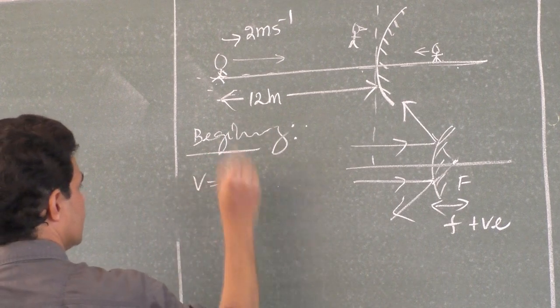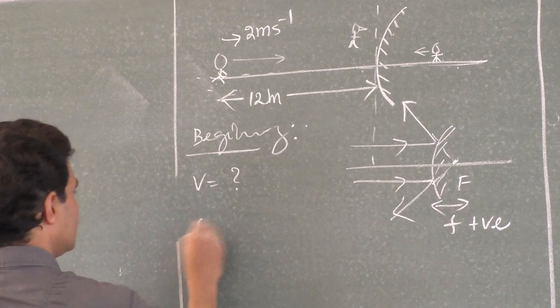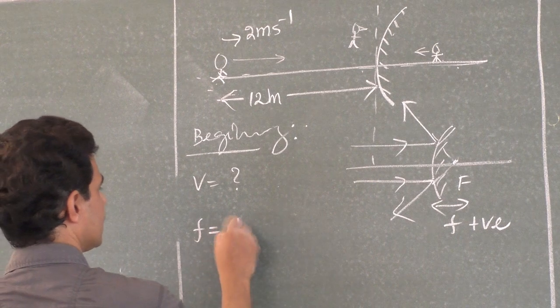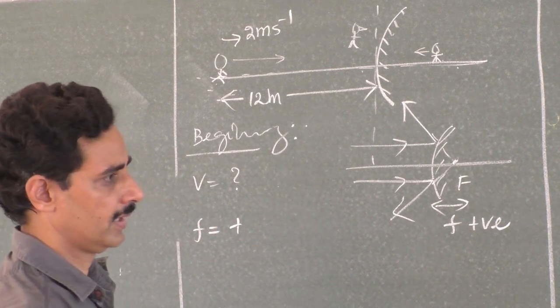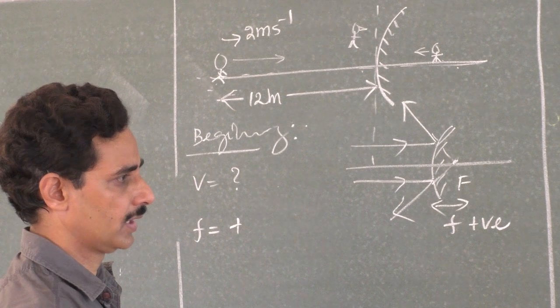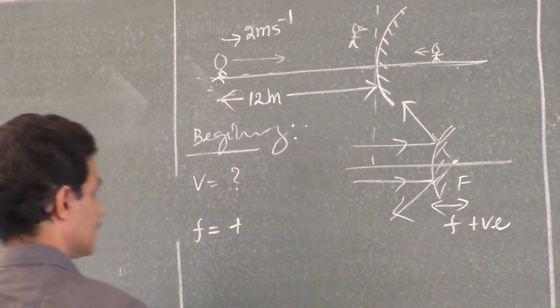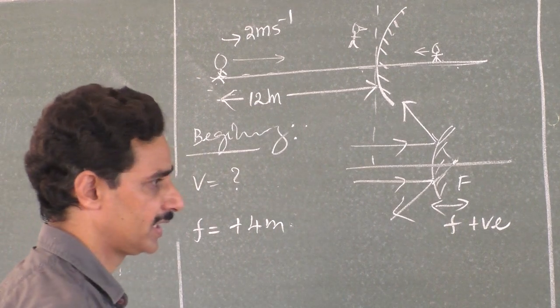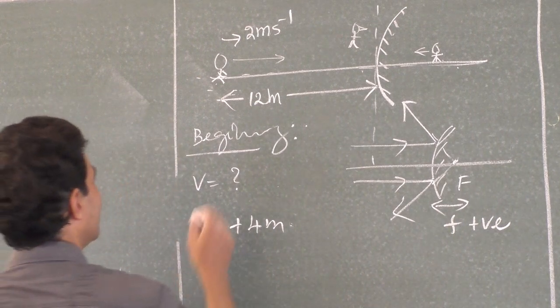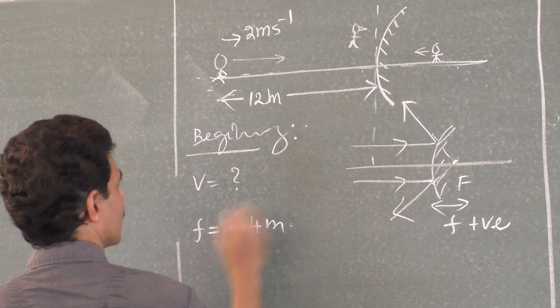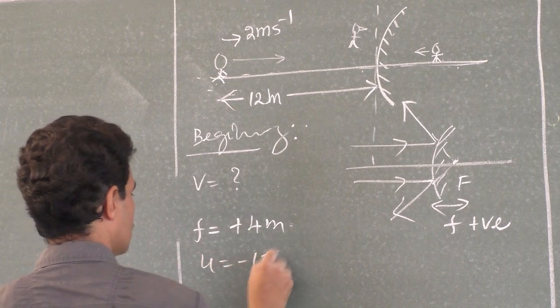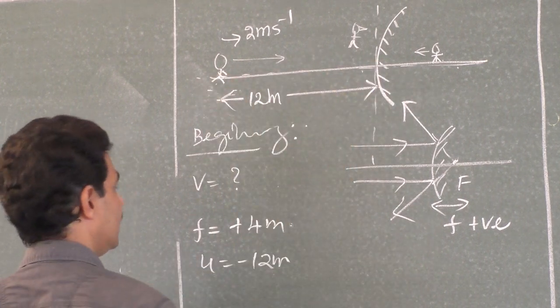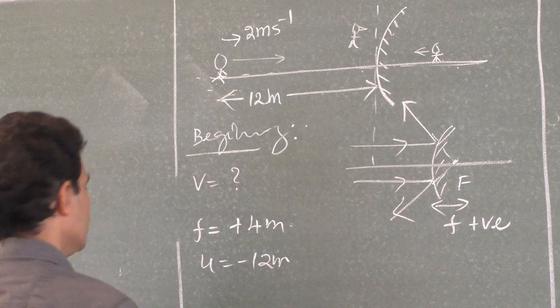What is the image distance? I'll write it. The focal length is strictly plus, and the person runs towards a mirror with some speed. The focal length of the mirror is plus 4 meters, and the image distance is a question mark. The object distance is minus 12 meters. It is on the left hand side.